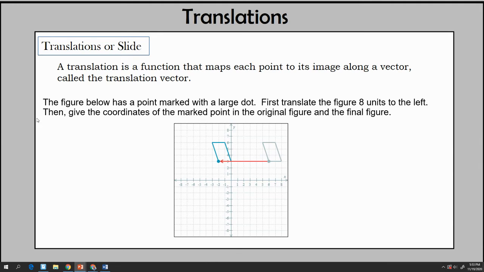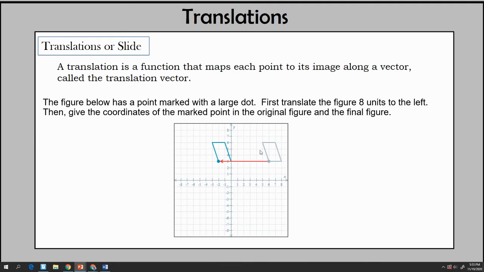Okay, so that's what a slide is. You move it the direction they tell you to move it. Usually you're going to get a left, right, up, down movement, so you have to do a combination. But what you need to notice is that each point has moved the same distance and in the same direction.